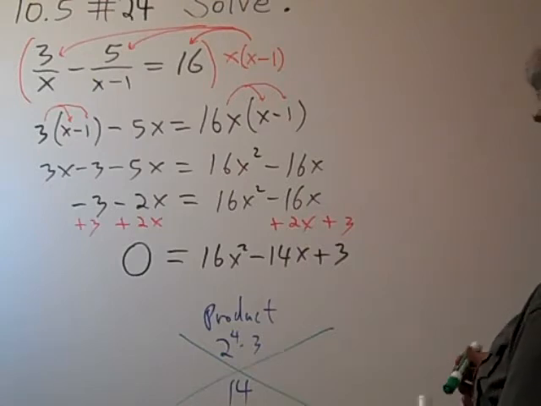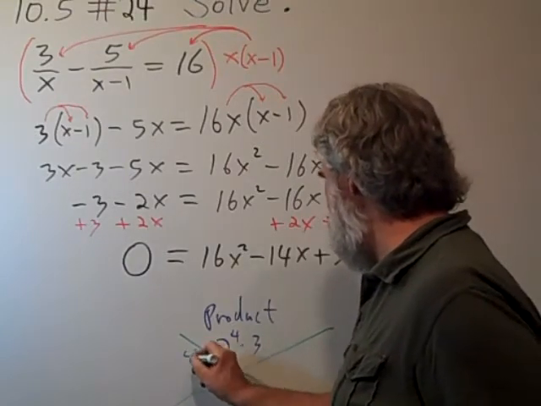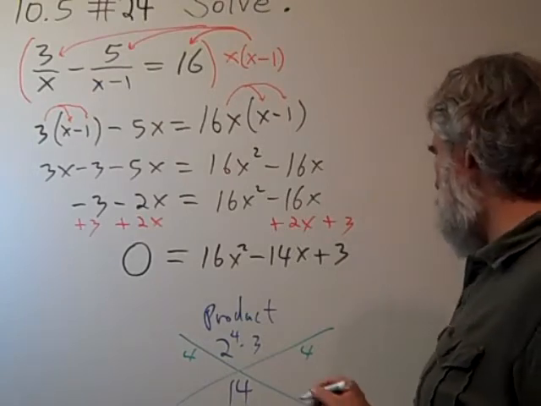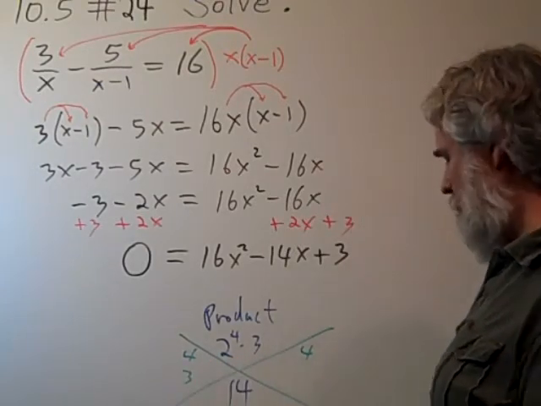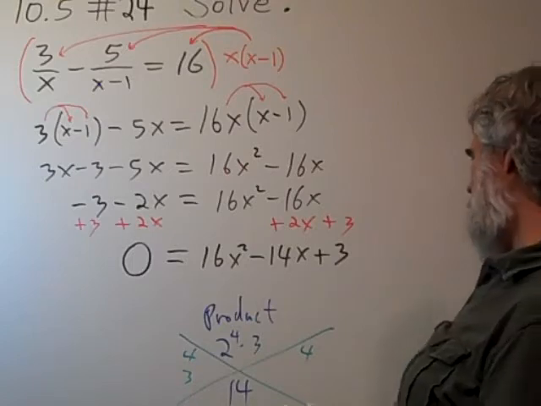Add up to 14. So let's split up the 2's. Let's put a couple of 2's in each one. 2 times 2 is 4. 2 times 2 is 4. And then if we put the 3 with one of them, that's 4 times 3 is 12. And 12 and 4 don't do it.